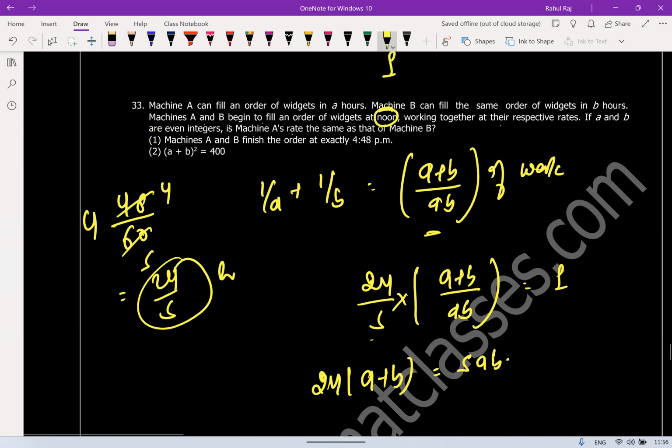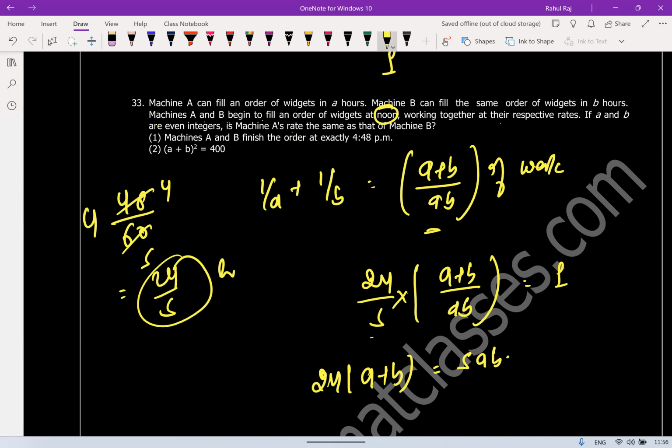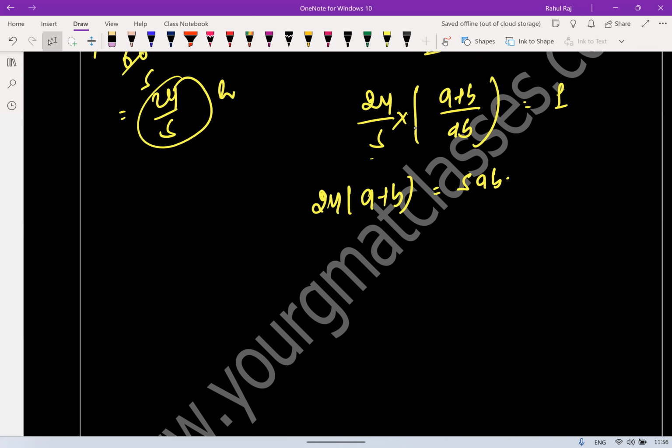Now check here. What is the question asking you? If A and B are even integers, is the rate of machine A equal to the rate of machine B? Imagine, let's say A equal to B. And when I put it over here, it becomes A equal to B. It means 2A. 24 into 2A is 48A is equal to 5A square. A equal to B, so A cancels. A is equal to 48 by 5.